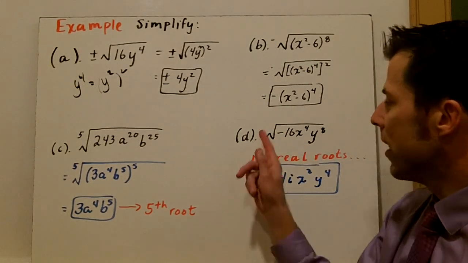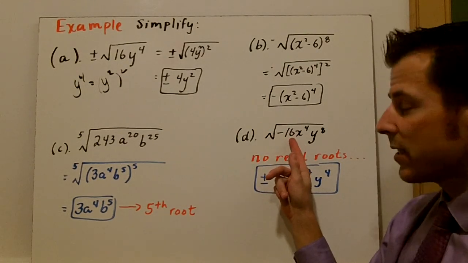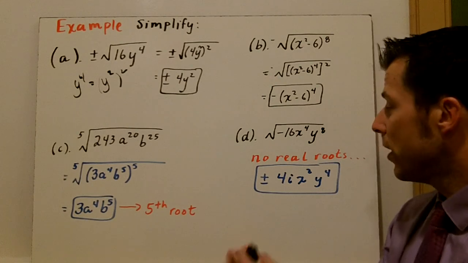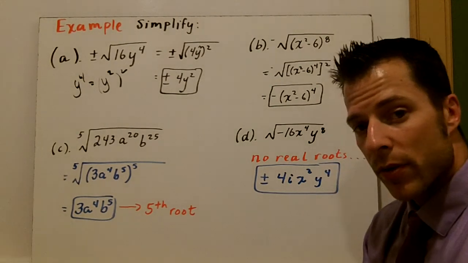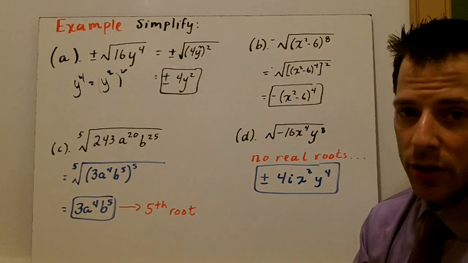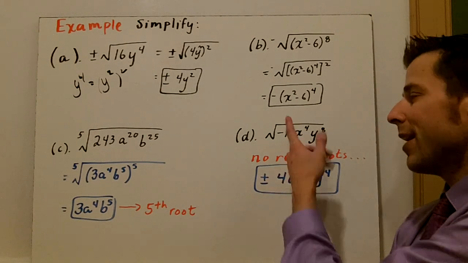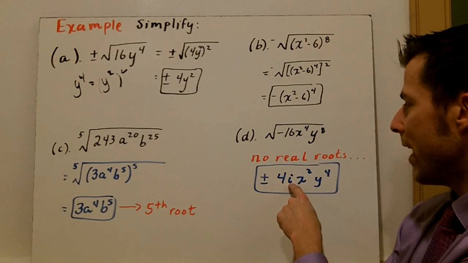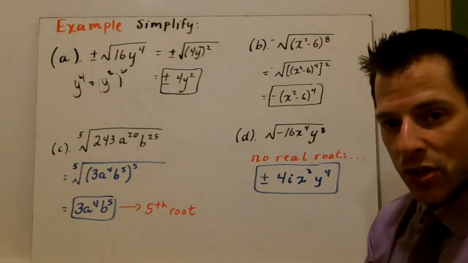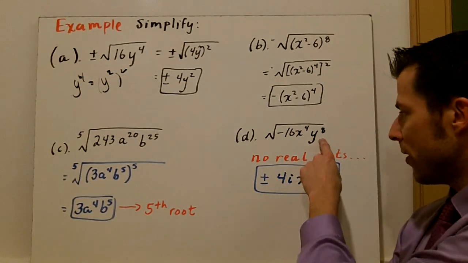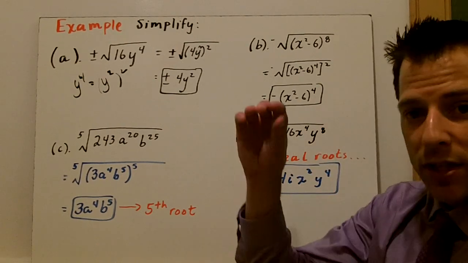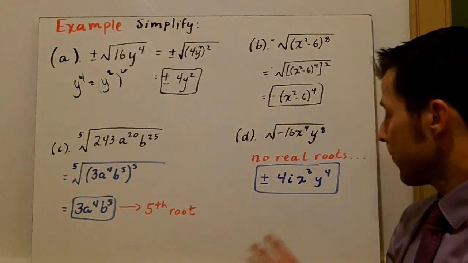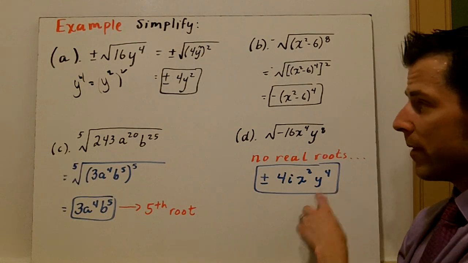Lastly, you have another square root, but you have a negative 16 in there, so hopefully you're saying hold the phone. There's no real roots. You can't take the square root of a negative number. It doesn't mean you couldn't simplify this, though. We know that 4 squared is 16, so you get that plus or minus 4i. X to the 4th is x squared squared, so the x squared comes out, and y to the 8th is y to the 4th squared, and we get y to the 4th coming out.